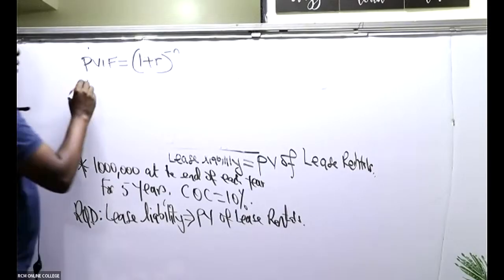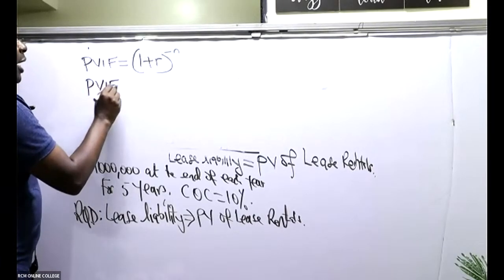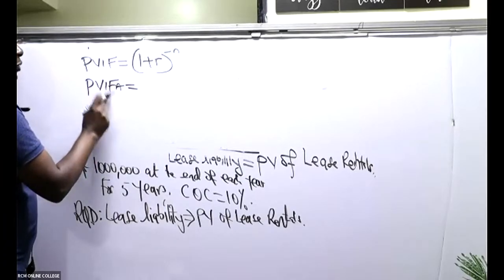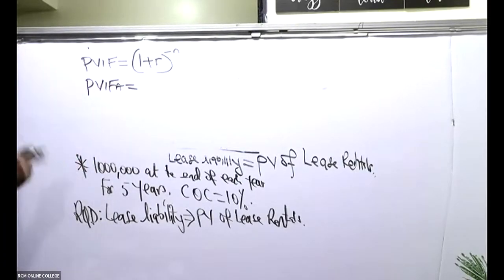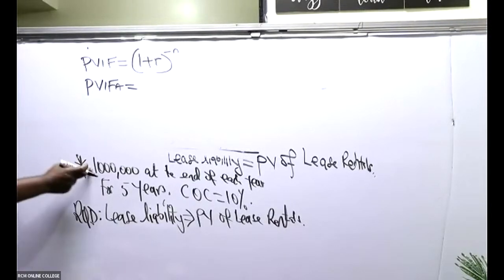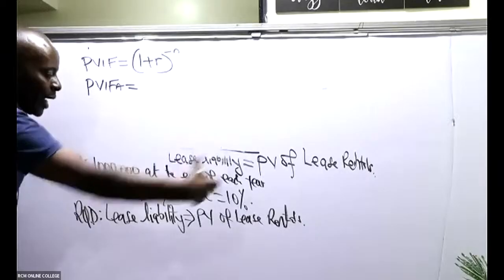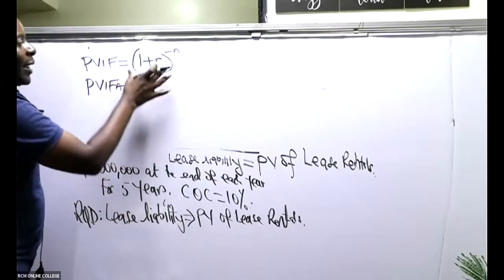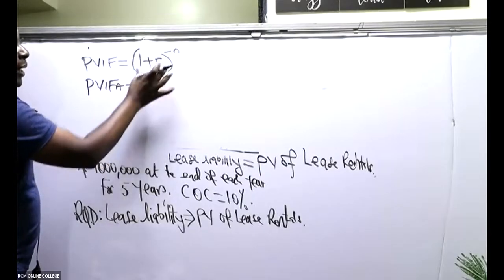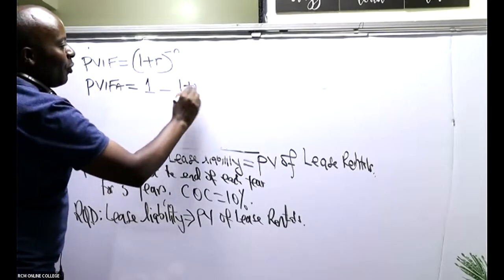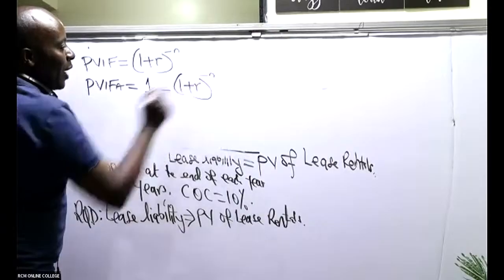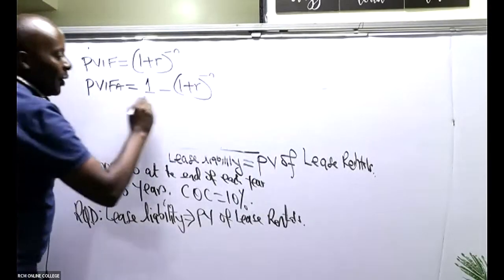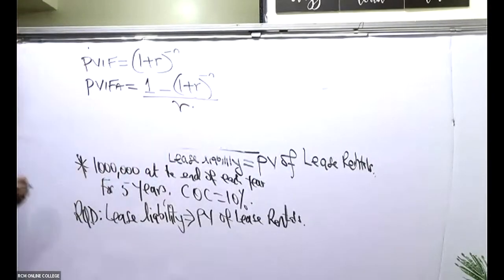How about in this case here, PVFA? How about present value interest factor of an annuity? Like now, this is $1 million every year. So it's an annuity. If it's an annuity, we shall take 1 minus this simple formula. Our simple formula is 1 plus R raised to negative n. And then everything to be divided by R.